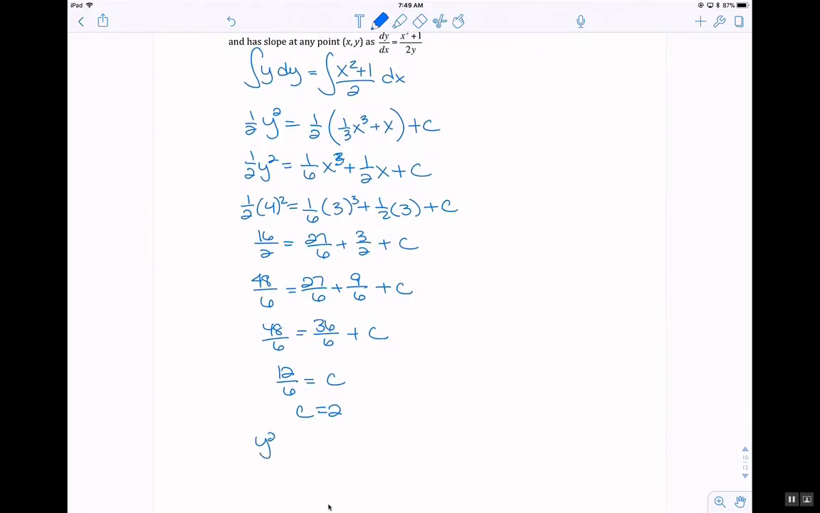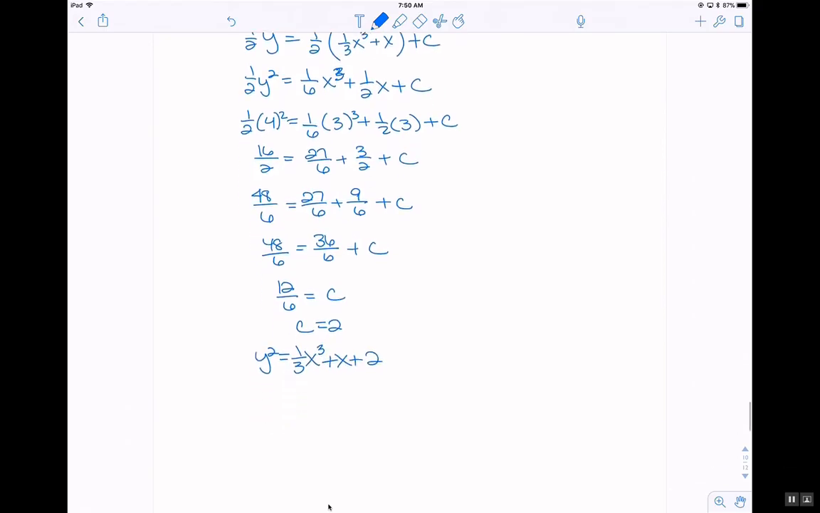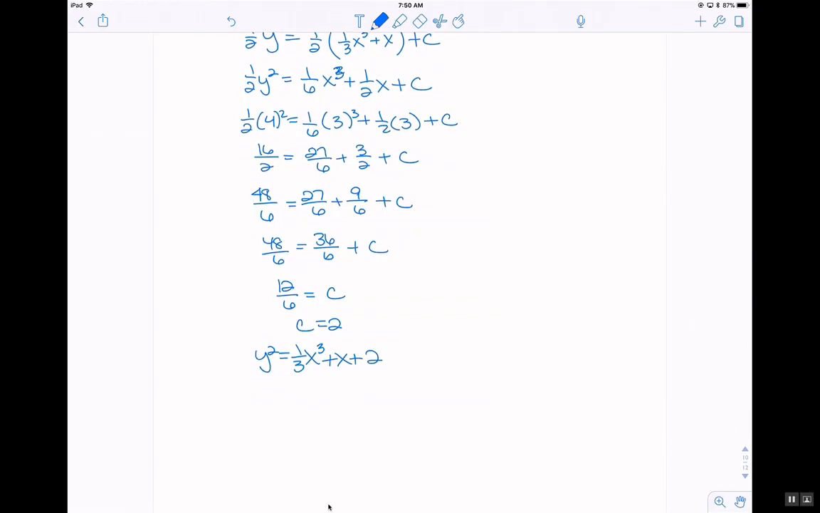So then my y squared is equal to 1/3 x cubed plus x plus 2. And then I'm going to take the square root of both sides. So y is equal to plus or minus the square root of 1/3 x cubed plus x plus 2. And based upon the initial condition, it is a positive result, so it is just the positive square root of 1/3 x cubed plus x plus 2.